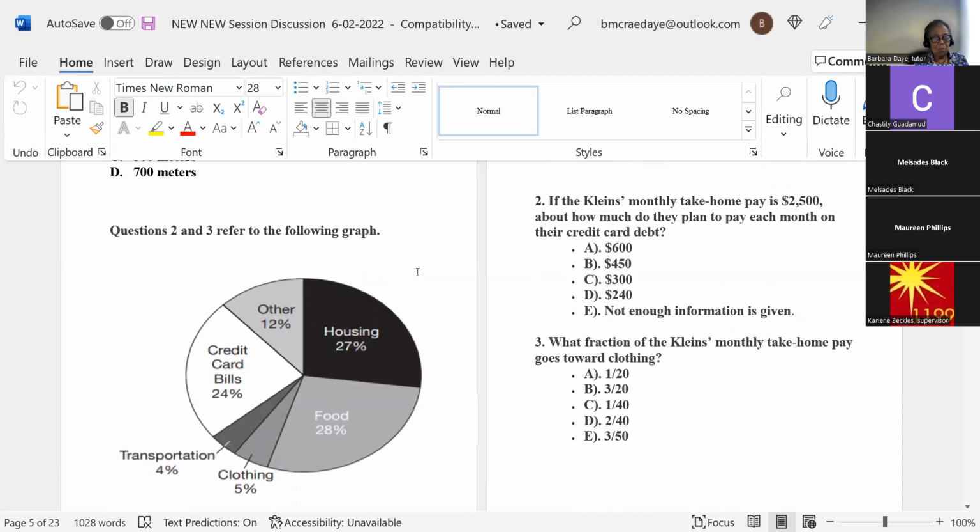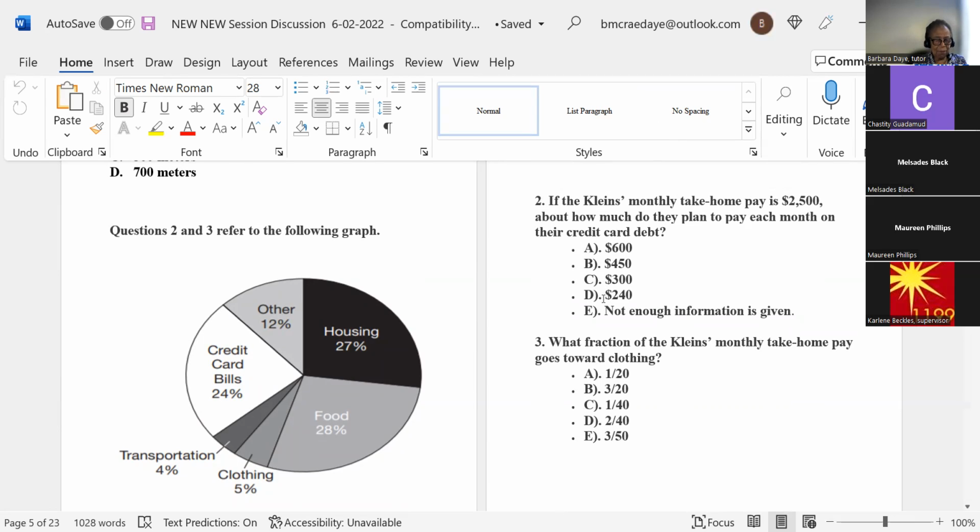Now, number 2, using that graph. Just tell me in words, I don't want you to solve it, Maureen. If the client's monthly take-home pay is $2,500, about how much do they plan to pay each month on their credit card debt? Just tell me in words how you would find that. The credit card bill is 24%. So you take 24% of the 2,500 and you get your answer.